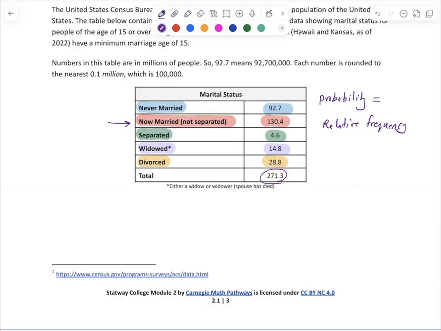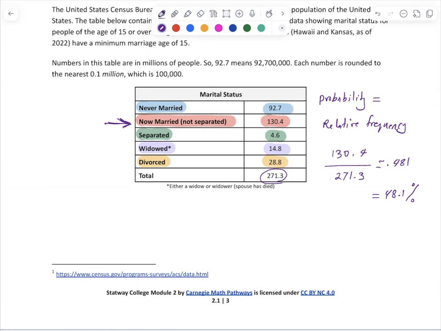So in order to find the relative frequency, we need a numerator and a denominator. Since our focus is on now married, the total number of people who are now married, not separated, is 130.4, divided by what? This goes in the denominator: the total number of people who were surveyed, which is 271.3. If you do the division, the calculator gives you a number around 0.481, or 48.1% of the population are now married, not separated.